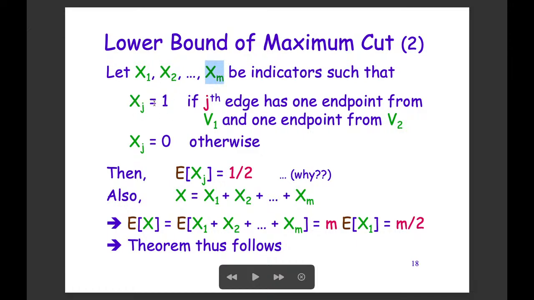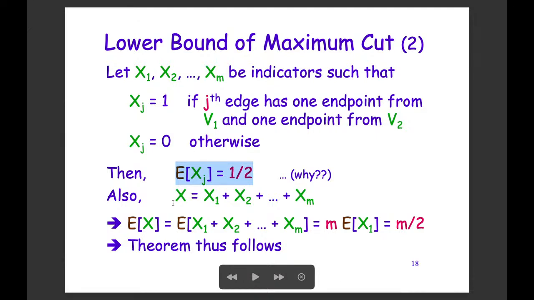So xj is equal to 1 if the jth edge has one endpoint in V1 and the other in V2. Now for all these xj values, we know that the expected value is exactly 1/2, because, let's say we select one endpoint in some partition, then there is a half chance that the other endpoint will be in a different partition. So the chance that the edge will be across the cut is 1/2. So the expected value is 1/2.